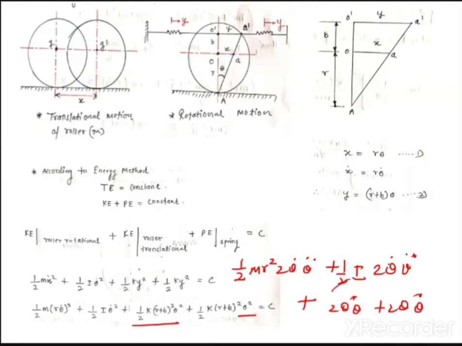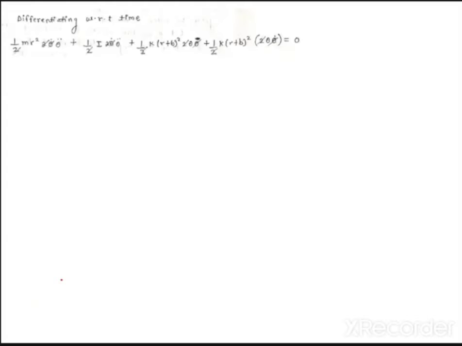Okay. Now here the 2 will get cancelled. Theta dot will get cancelled. Always remember that 2 gets cancelled. Theta dot gets cancelled because theta dot is common in all the terms. So similarly, I am getting here 1 by 2 of m r squared times 2 theta dot theta double dot. And what will happen? The 2 will get cancelled. Theta dot will get cancelled. And finally, you are getting (m r squared plus I) theta double dot plus 2k, because this is k plus k, 2k (r plus b) squared theta is equal to 0.